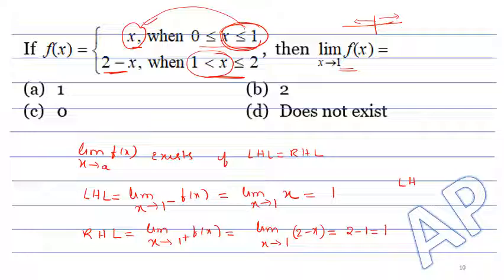So the left hand limit is equal to the right hand limit. So the limit exists and the value of this is 1. So the limit of f of x as x tends to 1 is 1.